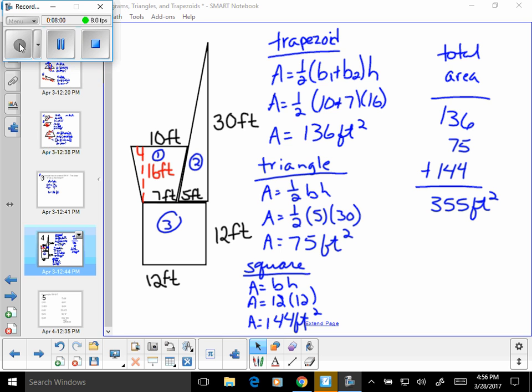All right, students, how did you do? Did you figure out that the trapezoid has an area of 136 square feet, the triangle of 75 square feet, and the square of 144 square feet? Notice that I have labels on every part. Then to calculate the total area, you have to add them, so you're going to get a total area of 355 square feet. And again, it would be a good idea if you put that plus sign in there, so that you're telling the reader of your problem, this is what I'm doing.